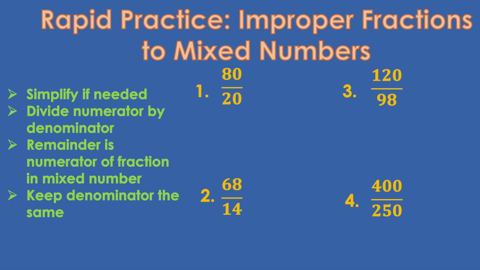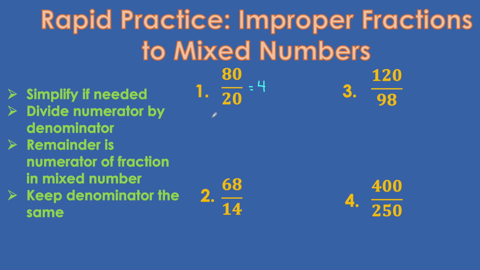All right, let's get into these problems. We have our list of steps listed here as a refresher. Now I added one up here, simplify if needed. Seeing as how large these numbers are, we can simplify first, then divide the numerator by the denominator and all the other steps. So looking at the first example, we have 80 over 20. And if you know your division facts, you can just think 80 divided by 20 is just equal to 4.